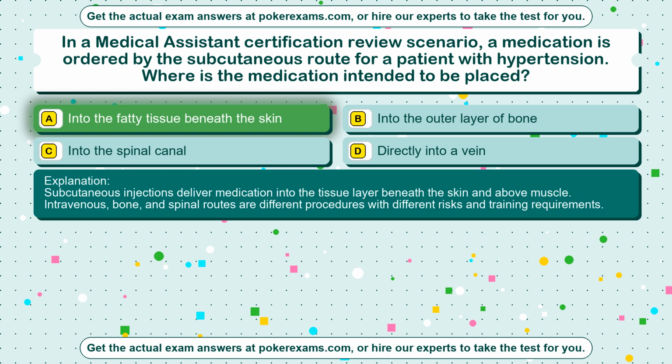Subcutaneous injections deliver medication into the tissue layer beneath the skin and above muscle. Intravenous, bone, and spinal routes are different procedures with different risks and training requirements.